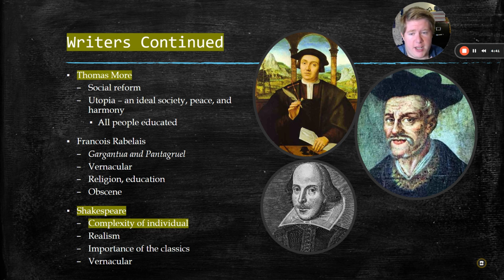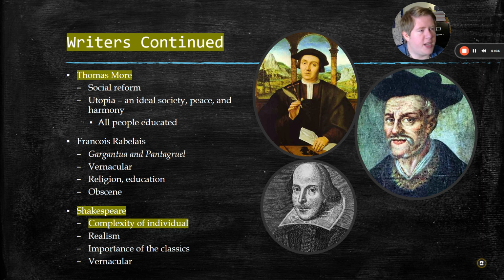We have Francois Rabelais, who wrote Gargantua and Pantagruel in the French vernacular. Talked about religion, education. His stuff was really obscene. I'd almost equate it to Saturday Night Live sketches in terms of just making fun of people, calling people out. It's like, hey, you done wrong, we're going to call you out on your baloney.